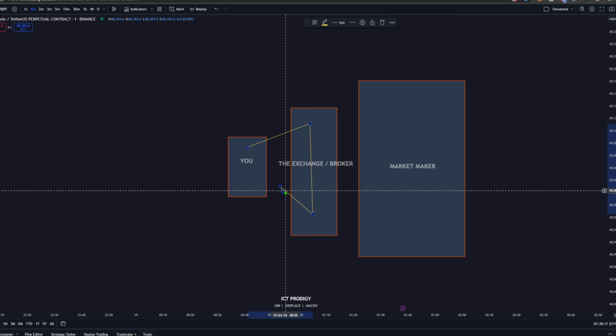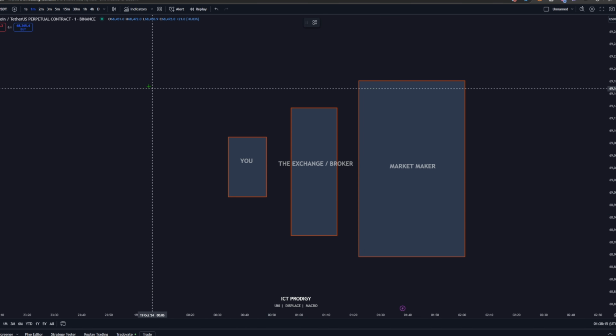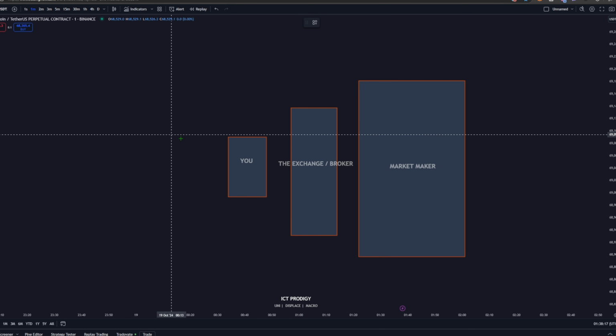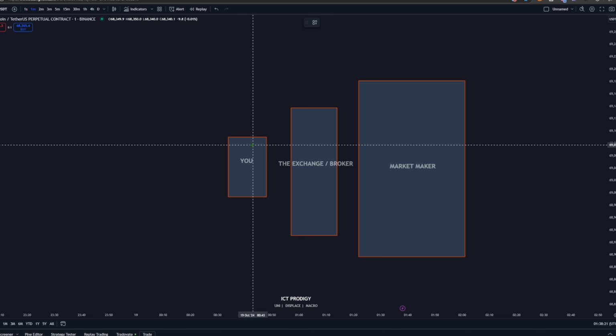So this is where the market maker comes in, and this is why it's so important that you understand that market makers are present inside of markets. It's not a conspiracy theory. These things do exist. They are real. It's the only way that we get liquidity inside of the markets.